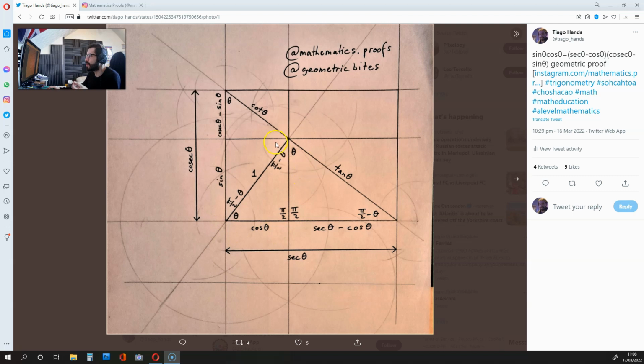Now, with the typical right angled triangle that you can form within the unit circle, the adjacent side is going to be cos theta and the opposite side is going to be sine theta. Using these lengths combined with sec theta and cosec theta, you should be able to form the lengths sec theta minus cos theta and cosec theta minus sine theta.